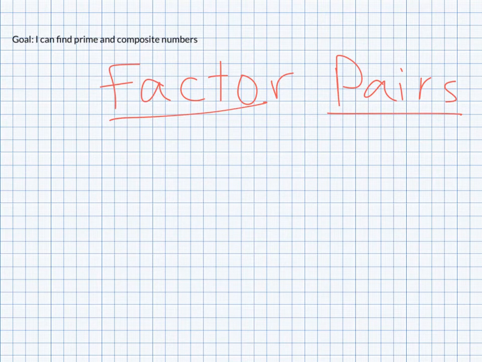Okay, fourth graders, today our goal is to be able to find prime and composite numbers. Our first step in being able to tell if a number is prime or composite is to check their factor pairs. A factor pair for a number is two whole numbers whose product is that number. For example, 2 and 5 are a factor pair of 10 because 2 times 5 is equal to 10.